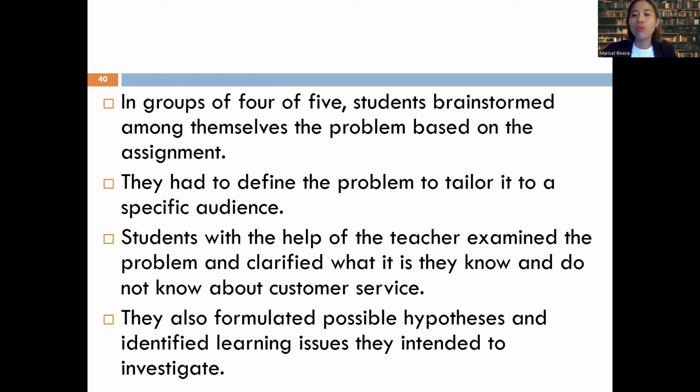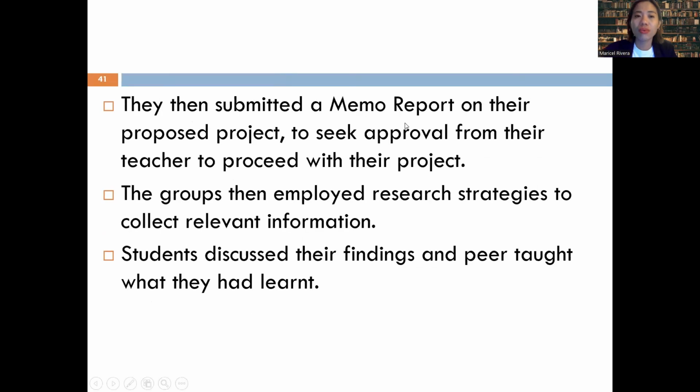And students here would help the teacher examine the problem and clarify what it is they know and do not know about customer service. They also formulated possible hypotheses and identified learning issues they intended to investigate. Then after that, they would submit a memo report on their proposed project to seek approval from their teacher so they could proceed with the project.